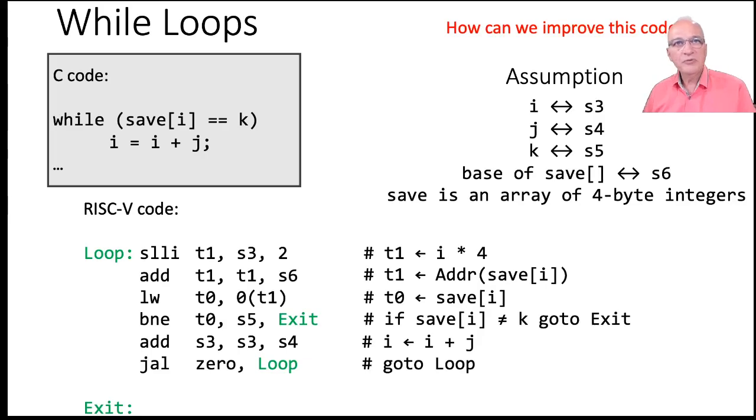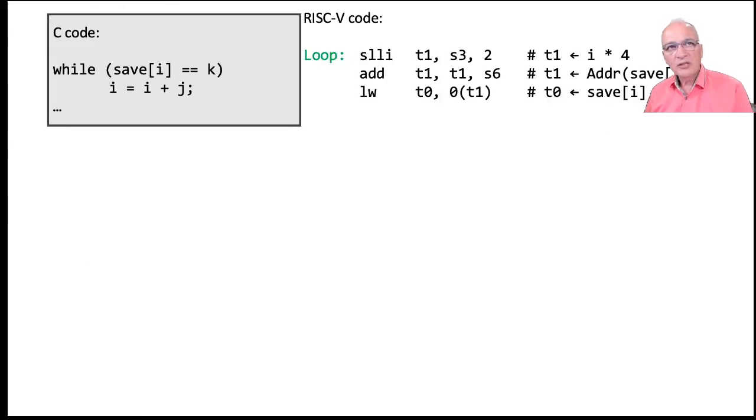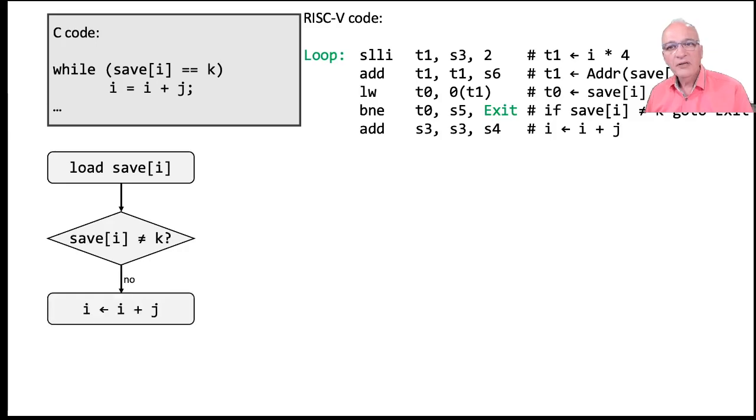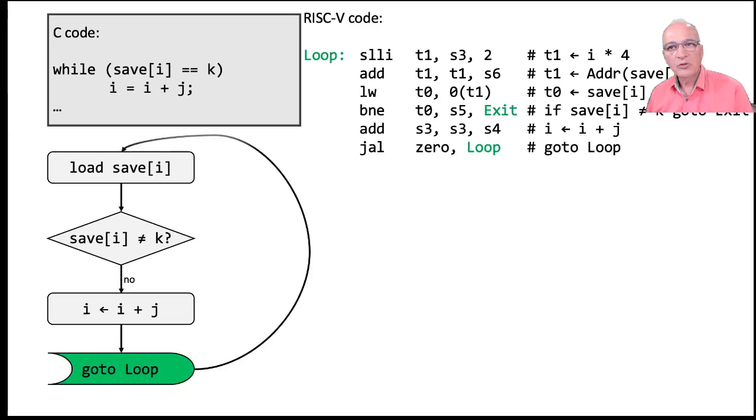Now, the question is, how can I improve this code? Let's take a look at what the code is doing. The code is loading the value of save I. We're going to use a flow diagram to understand the code. Then the code is asking whether the value of save I and k are different. So it's a test. And if they are not different, so if the answer is no, then the code is adding j to I and going to the loop. So the go to the loop is the unconditional jump instruction. If the condition save I different than k is true, so if the answer is yes, then I go to the exit. So this is the code that I have right now.